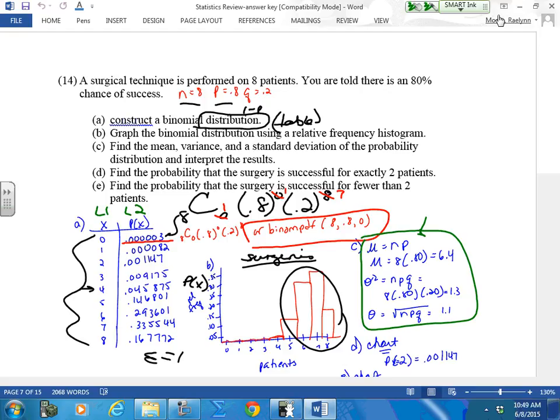Now from this table, what is the probability that the surgery is successful for exactly 2? Well, here's your 2. Here's my exactly 2. What is your probability that it's successful for fewer than 2? I don't want to count 2. I want to add these up. It's going to be very small. Don't forget, it's based on 8 still. It only has fewer than 2 successes out of 8. So this has a lot going on in here.